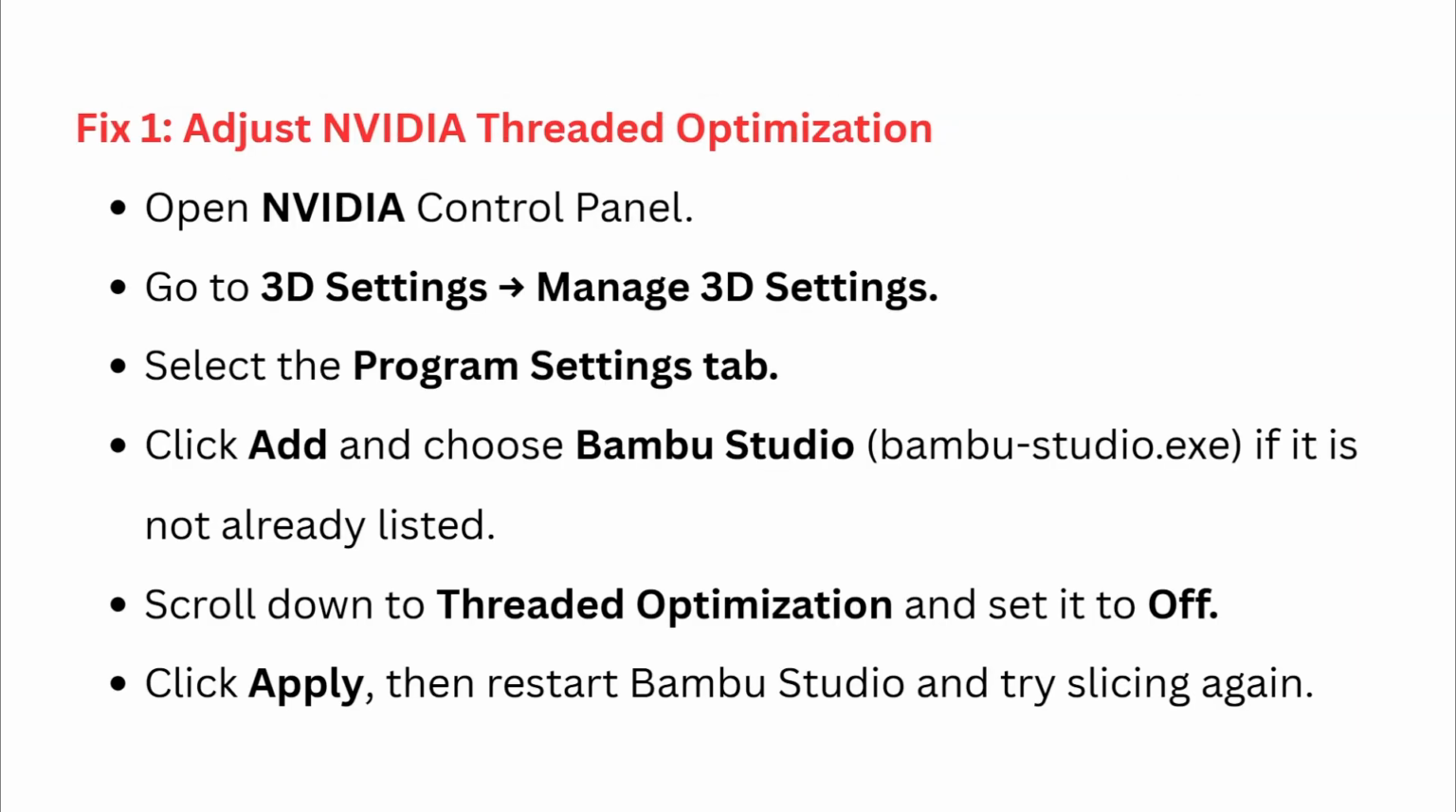Adjust NVIDIA threaded optimization. Open NVIDIA Control Panel, then go to 3D settings, then go to Manage 3D settings. From there select the Program Settings tab and click Add and choose Bambu Studio, bambustudio.exe, if it is not already listed. Now scroll down to Threaded Optimization and set it to Off. Then click Apply and then restart Bambu Studio and try slicing again.